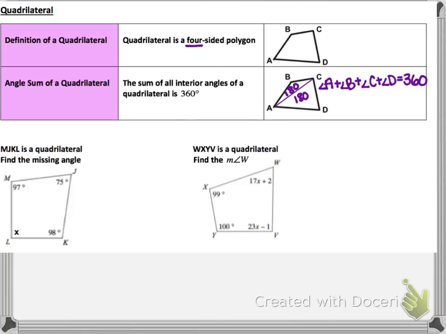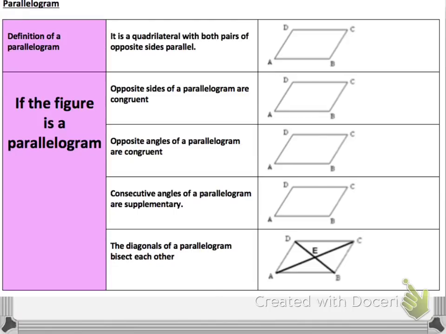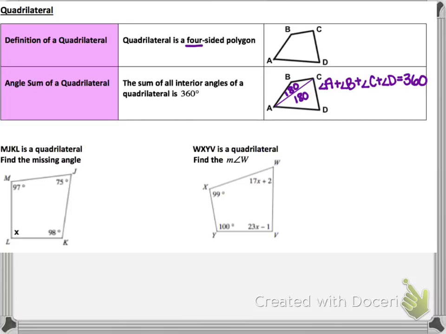All right, here we go. So, oopsies, skipped over something. There we go. Forgot to actually do the math. So, MJKL is a quadrilateral. Find the missing angle. So, all those angles add up to 360. So, I will take 97 plus 75 plus 98 plus X equals 360.